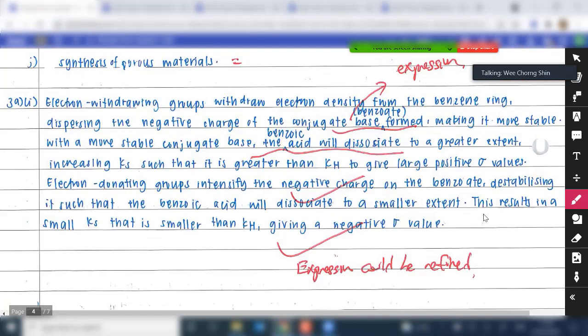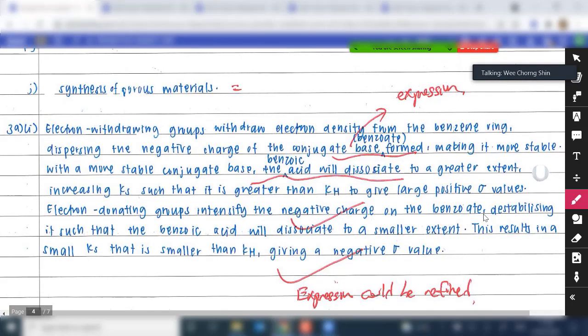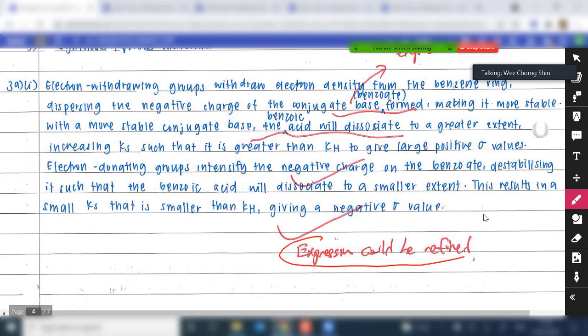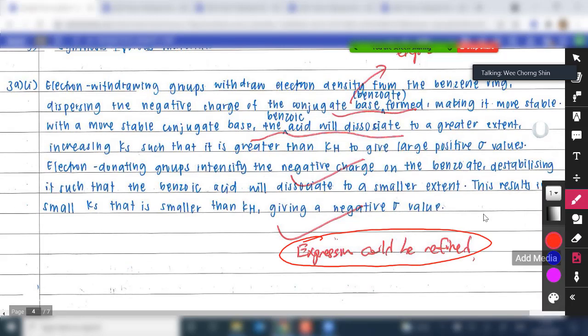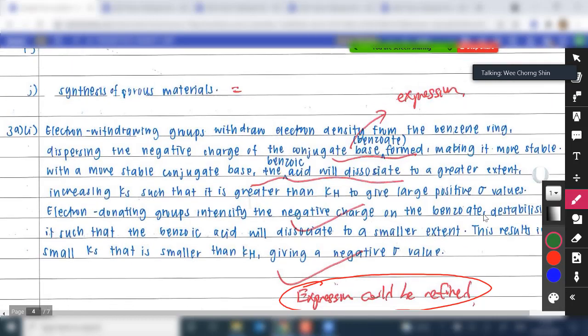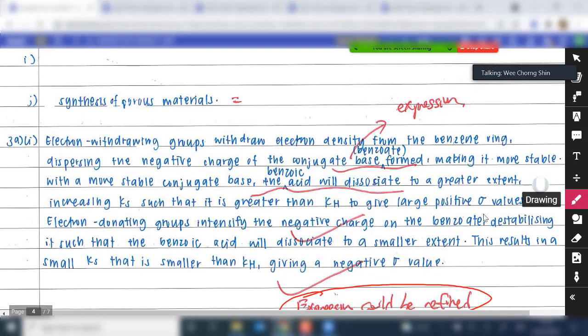Okay, and then of course, maybe I'll just share with you some of the expressions. Sometimes I feel it may not be necessary. That's why sometimes when I mark, I always write things like "expression could be refined". For example, this particular senior wrote: electron withdrawing group withdraws electron density from the benzene ring, dispersing the negative charge of the conjugate base form. After that, maybe remember that I actually need to talk about benzoate, so I put a benzoate there, making it more stable.